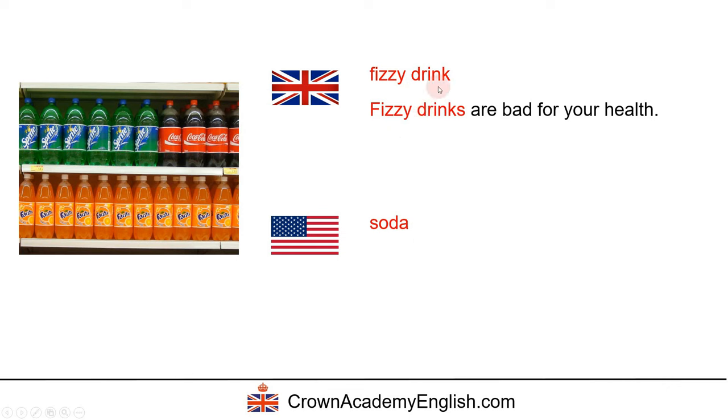So an example in British English, fizzy drinks are bad for your health. Fizzy drinks with an S, because it is countable, are bad for your health. Plural. But since this is uncountable, we say soda is bad for your health. Okay? So soda or fizzy drink.